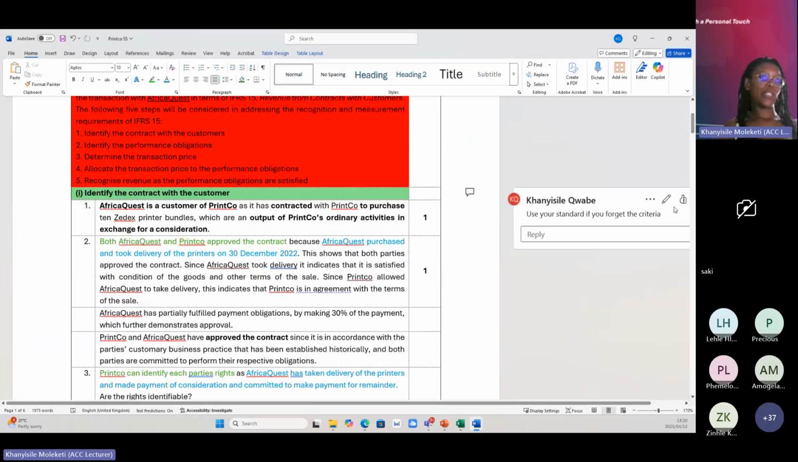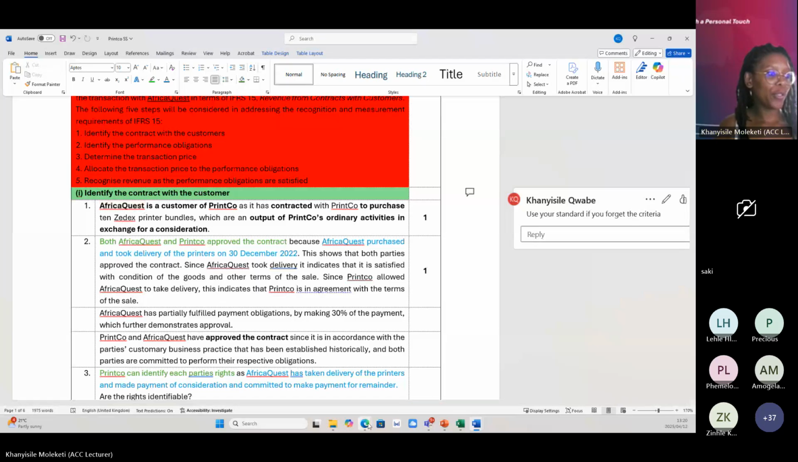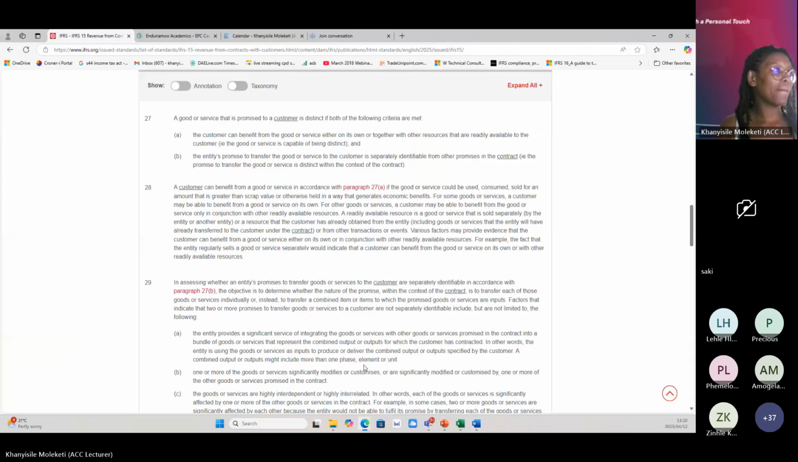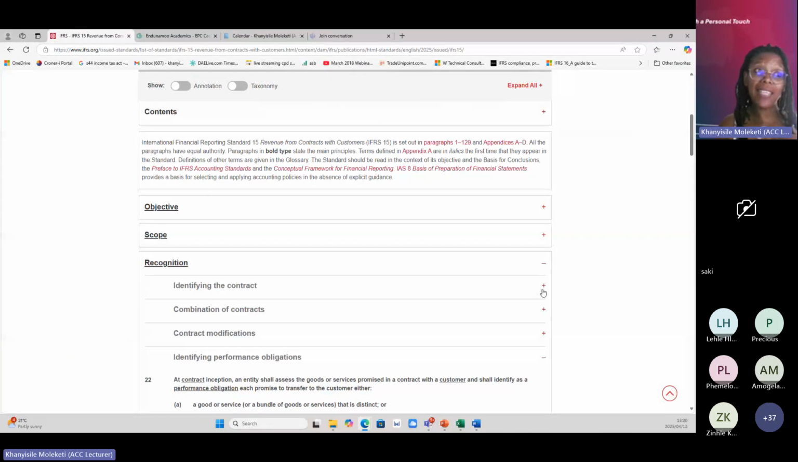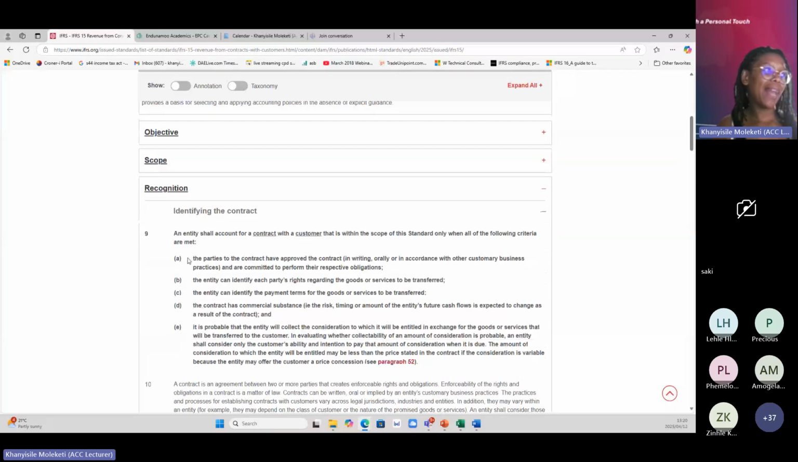I will then go to, okay, I still need to do part 1. I need to go back to consider step 1. And what I'll do to get that right is, if I forgot what the criteria are to identify the contract, I will go back to my standard. I'll open IFRS 15, go to the section where I've flagged to identify the contract, and then I won't rewrite the sentences, right?